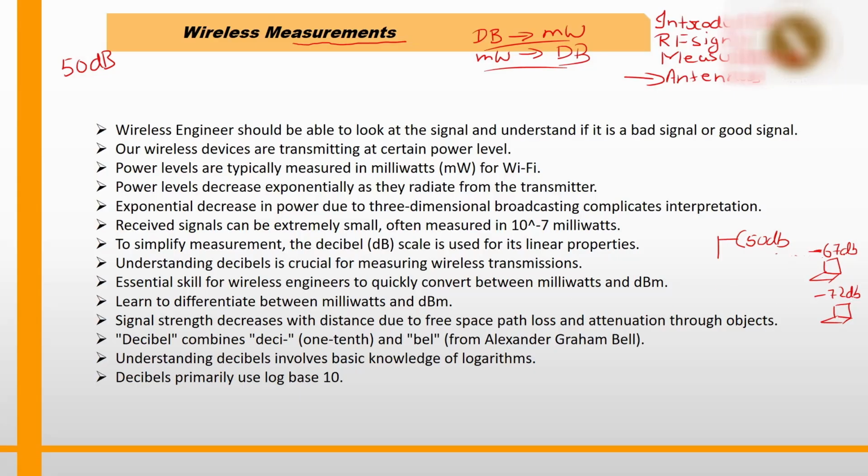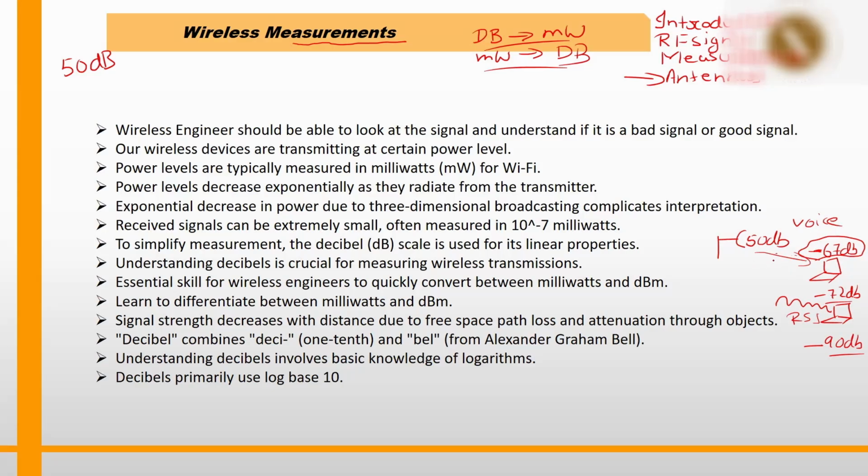So minus 67 dB is a good signal. Anything beyond minus 90 dB is not a good signal. Minus 75, minus 80 is also not a good signal. But if you want a better data rate, then the received signal strength should be minus 72 dB. If you are using it for voice applications, then the strength of the signal should be around minus 67 dB. So this is the preferred value for voice and data. You can see the values are exponentially decreasing. The strength is basically decreasing exponentially.